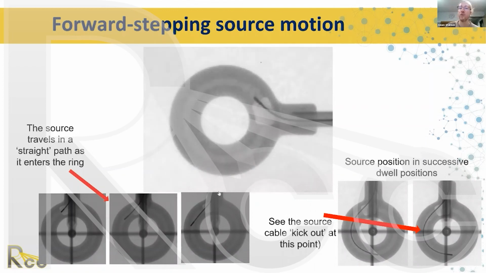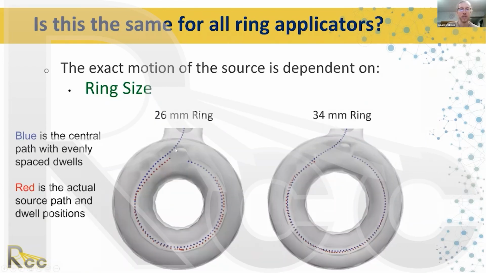This one kicks out. And so you've got blue is the central pathway of the ring, and red is where the source actually travels. So you can see the source travel. Here you can see where the different dwell positions are just sort of stuck at one position as the cable kicks out, and then it proceeds to go around the rest of the ring. Okay, so again, you've got this issue with variable step size.